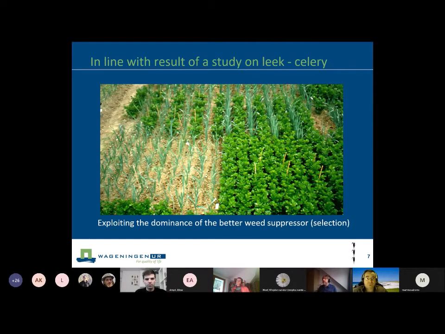So that in fact is in line with a study that we did earlier on, where we constructed intercrops composed of leek. And leek is a very open crop. It has plants with an upright stature, and it leaves a lot of space for weeds to develop. If you compare that with celery, which is much more leafy and much better able to suppress the weeds, it's very different. So the idea of this intercrop is that celery now protects the leek against weeds. And what you can note in that case is that in fact what we try to do is to exploit the dominance of this better suppressing weed to get a good weed suppression in the intercrop.